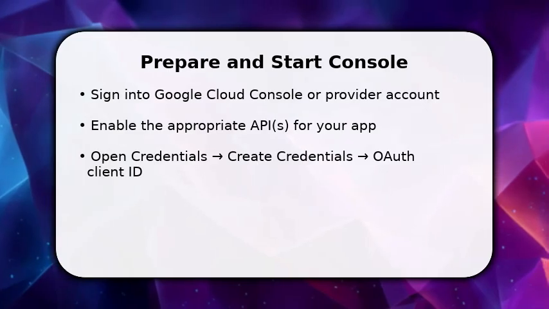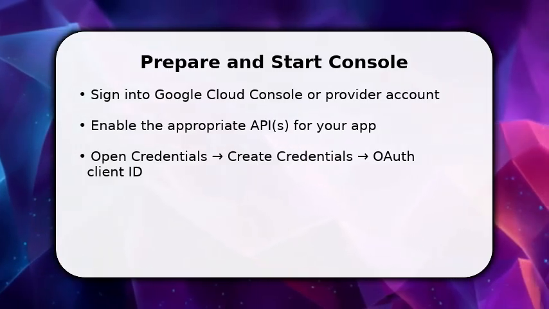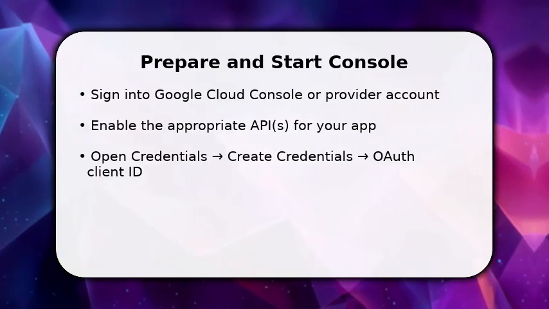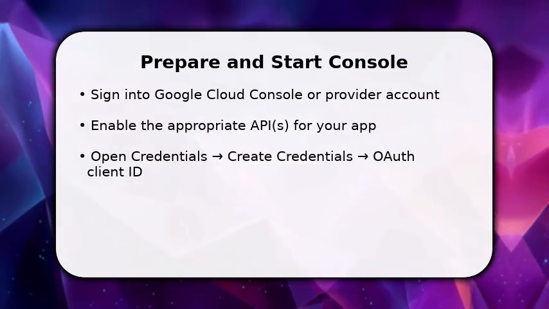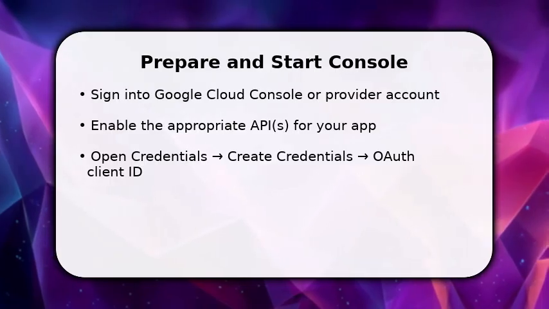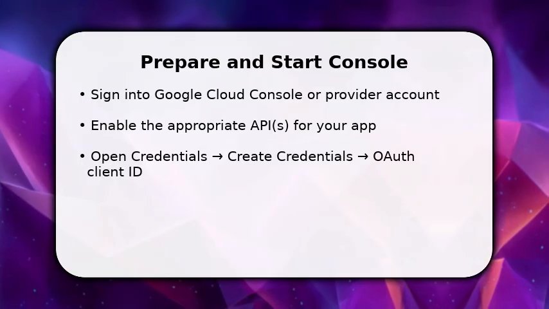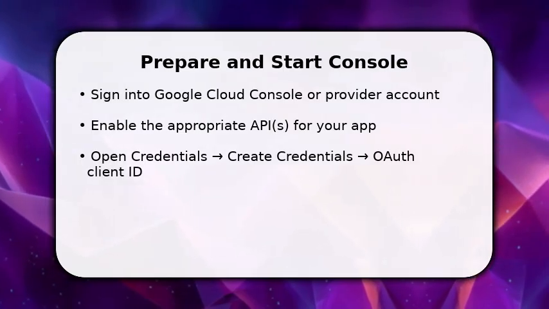Enjoy the video. You begin by confirming a project and enabling the APIs your app needs. This avoids permission roadblocks. Once done, navigate to the Credentials section and choose Create Credentials, then OAuth Client ID. Make sure you've set an OAuth consent screen first. The console will prompt you if not.